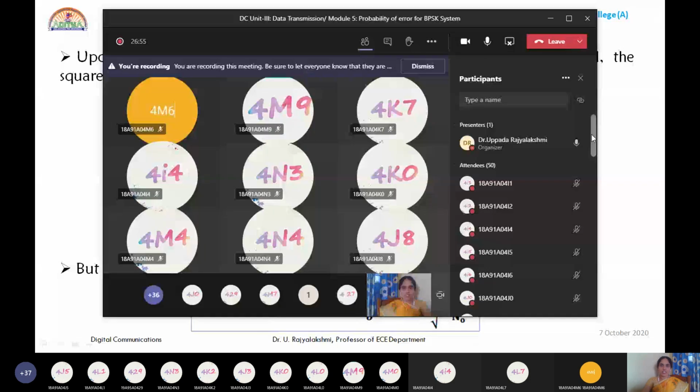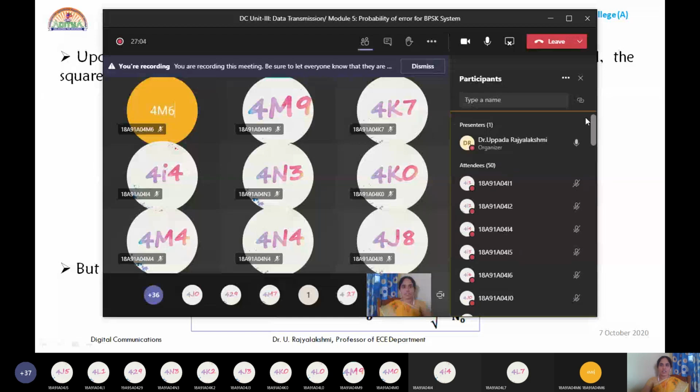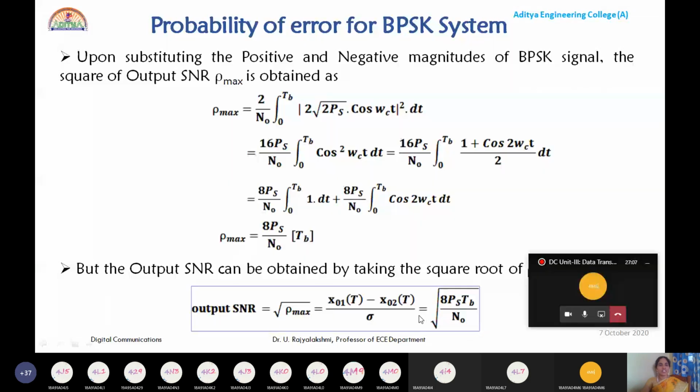So 50 students are there. Any one of the students, please tell me what is the probability of error expression? Okay, before the probability of error, at least tell me what is the output SNR obtained for binary ASK? Please tell me.